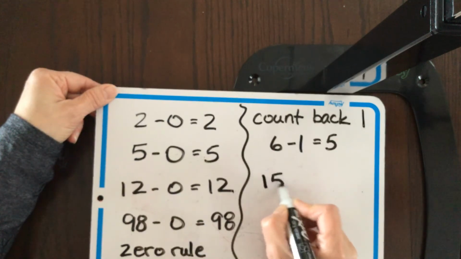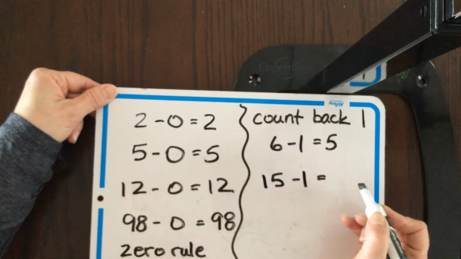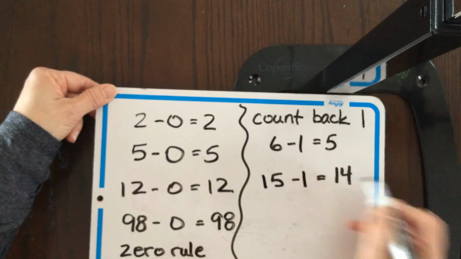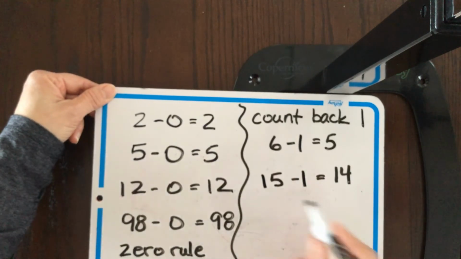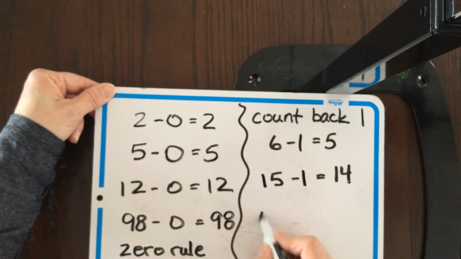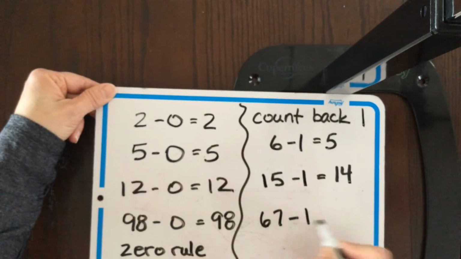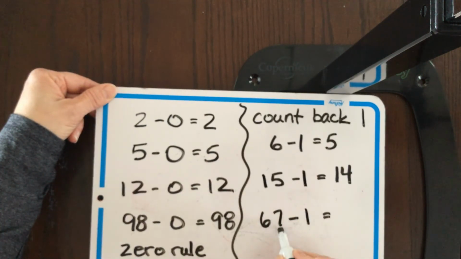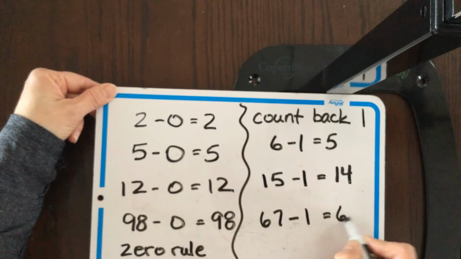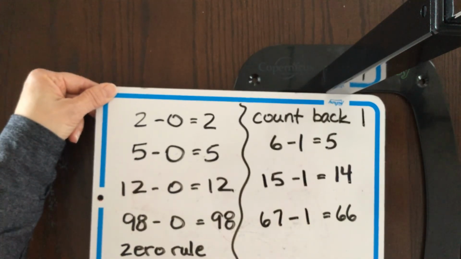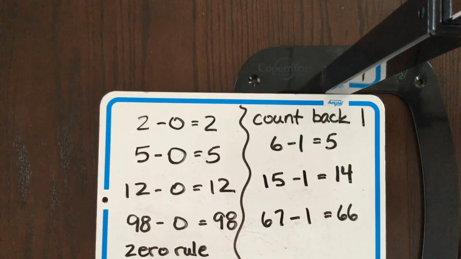Try 15. Take away 1. The number before 15 is 14, so I can easily find the answer. Try a hard number like 67. Take away 1. I know before 7 comes 6, so my answer would be 66. Make a list of as many questions as you can that show subtract 1.